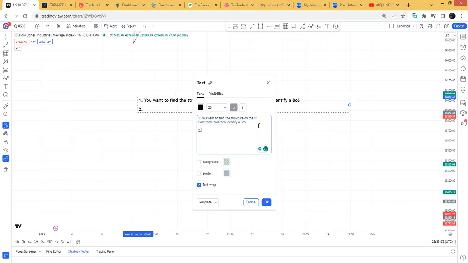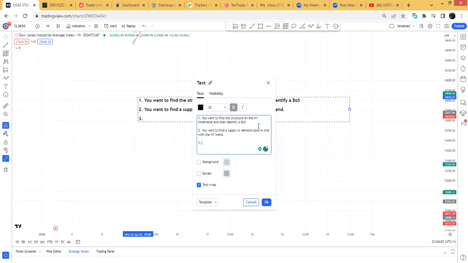The second thing you want to do is find a supply or a demand zone in line with the trend on the H1 time frame, on the 1 hour time frame. You want to find a supply or demand zone in line with the H1 trend.